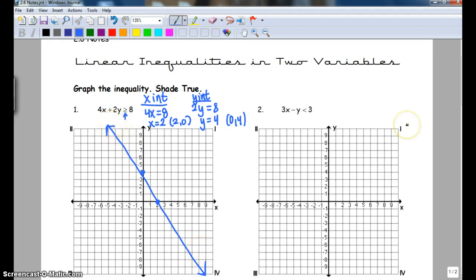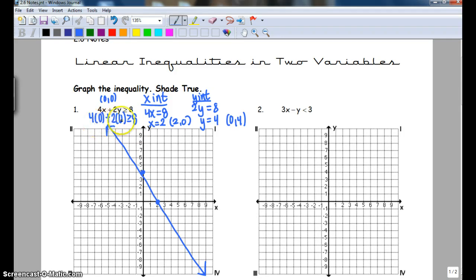But now since it's a greater than symbol, we need to shade a particular direction. Some people just say greater than means above, so from your y-intercept you're going up, and we would be shading this part. However, a lot of times we prefer to use a test point. 0, 0 is the most common test point, so we'll plug 0, 0 into the inequality and see if we get a true or false statement.